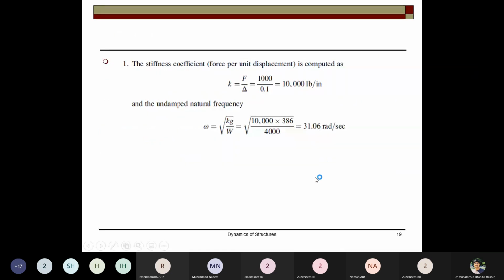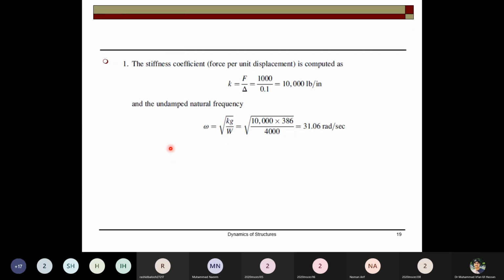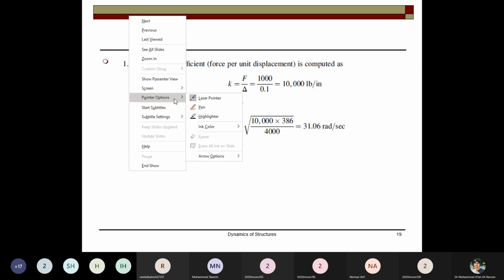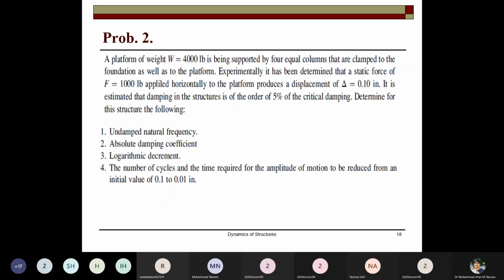So this problem we were doing. And there is a platform supported on 4 columns. So we can determine the stiffness by F over delta, and from that we can determine the natural frequency by root of K into G over W. W is the given weight of this platform.